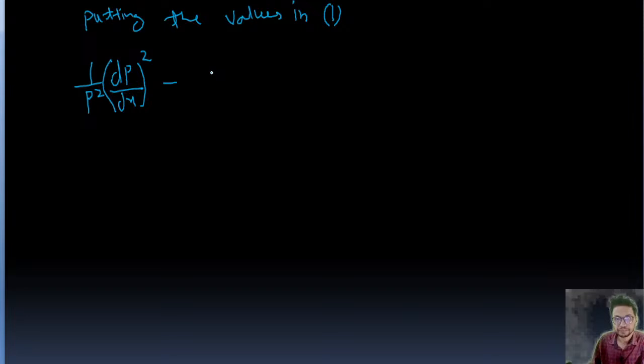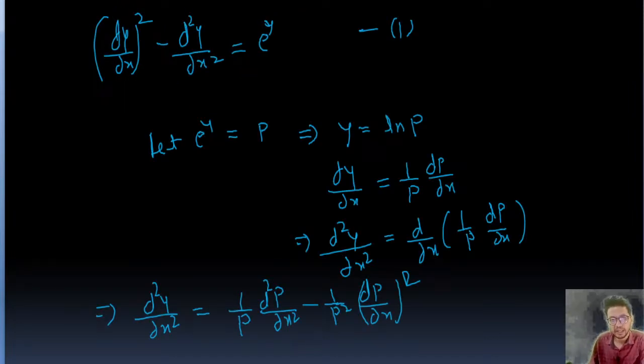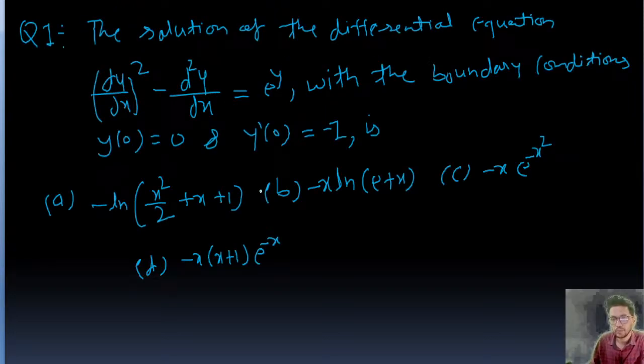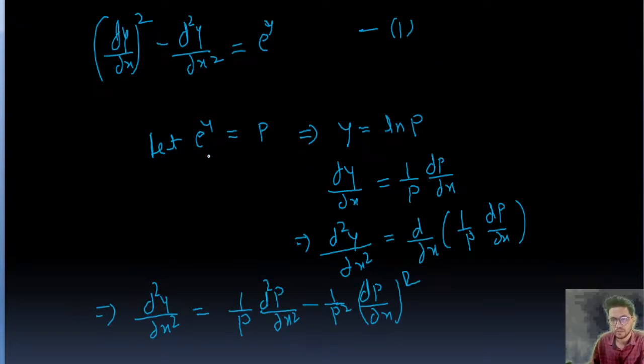1 upon p d2p upon dx square, right? And minus 1 upon p square, minus going to be plus, right? Plus 1 upon p square dp upon dx whole square. Okay, that is going to be equal to p, because here we have done substitution, right? E to the power y equal to p, right?